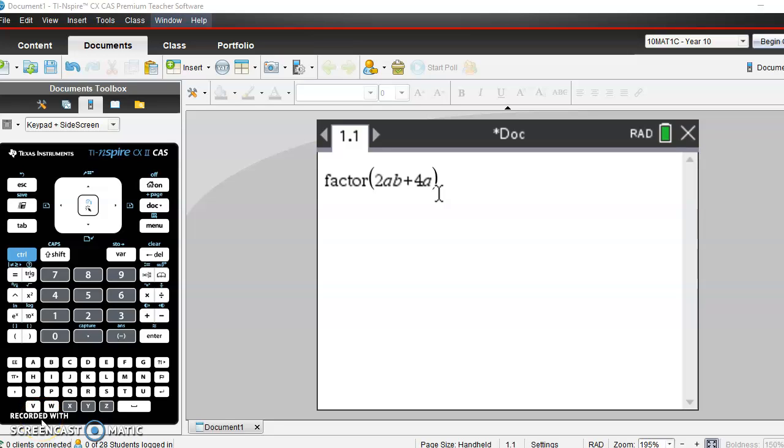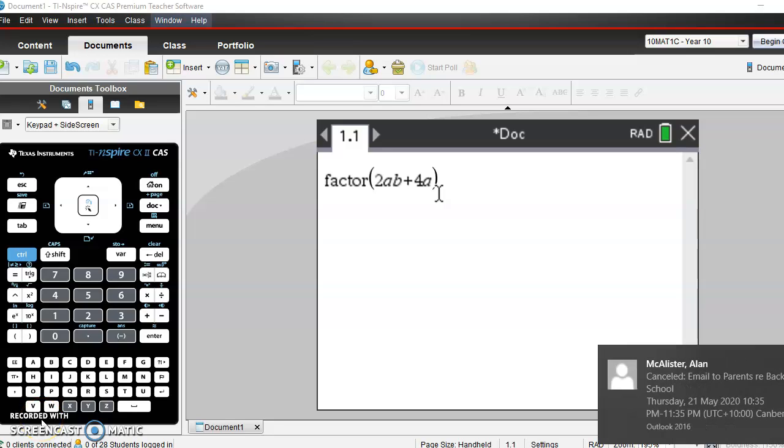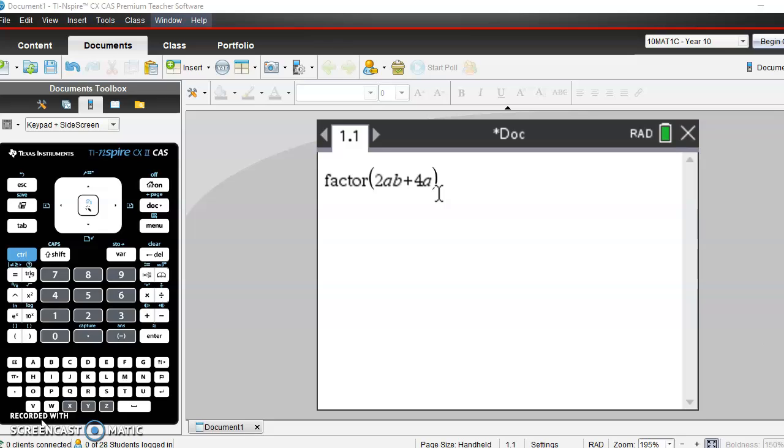Hi, a common mistake with the Texas Instruments graphic calculator, which was just a poor design by the engineers, is this issue. Here I have an expression 2ab plus 4a, and if I was asked to factorize, we can see the common factors are 2, and the other common factor is the letter a, or pronumeral a. So it should go 2a brackets b plus 2. And this is what we end up getting.